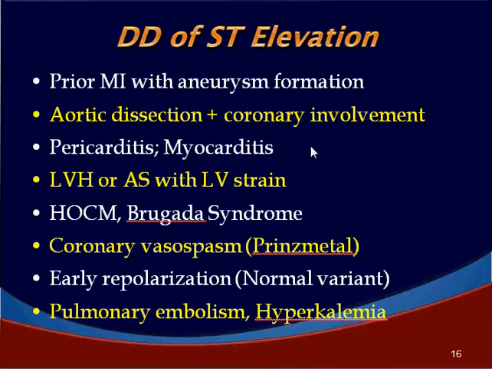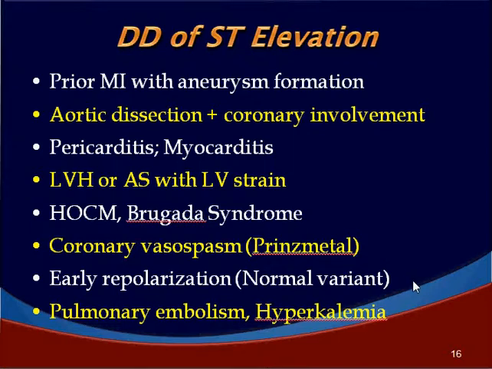Pericarditis and myocarditis, due to viral, bacterial or chemical causes, or any type of pericarditis for that matter, can produce ST elevation. LVH, gross LVH, or severe aortic stenosis with LV strain can also throw a minimal ST segment elevation. Hypertrophic obstructive cardiomyopathy, Brugada syndrome, a familial disease wherein the ST segments are elevated due to repolarization abnormalities of the myocardium and not due to ischemia. Coronary vasospasm, it's called vasospastic angina. The ST segments are elevated very transiently. Once the vasospasm is relieved, the ST segment returns to baseline, and this is an angina and not an acute coronary syndrome.